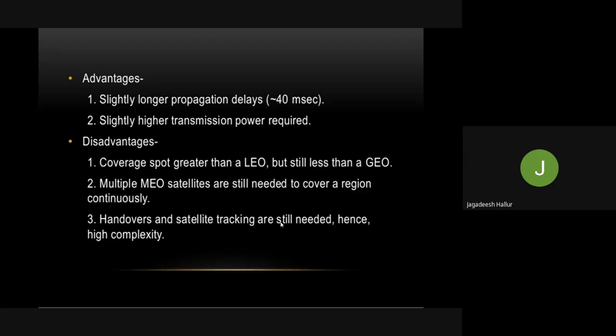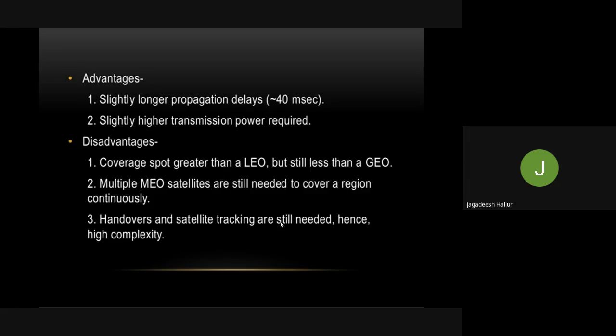Second point, slightly higher transmission power required. In low Earth orbit we require low transmission power, but medium Earth orbit requires slightly higher transmission power. Why? Because we have increased the height of the satellite from the Earth, so we require higher transmission power. These two are the advantages of medium Earth orbit.